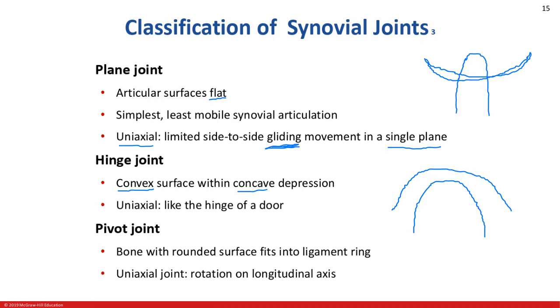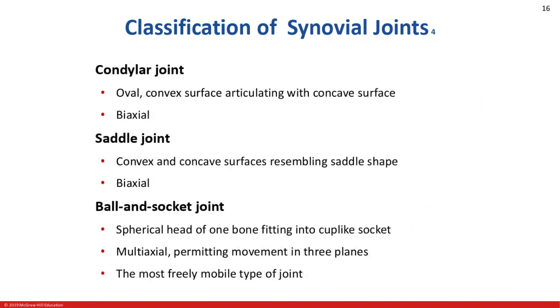And when it moves, you shake your head no. That's an example of a pivot joint. It's going to rotate on its longitudinal axis there, and in that case, that longitudinal axis is the y-axis. Good so far. Now, condylar joints.